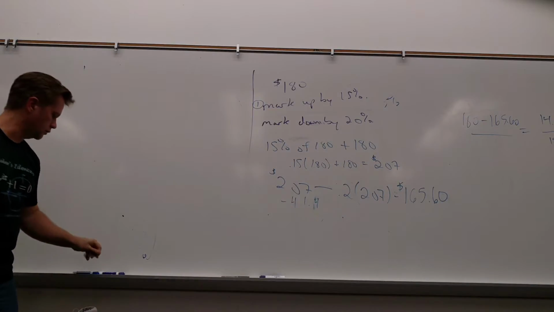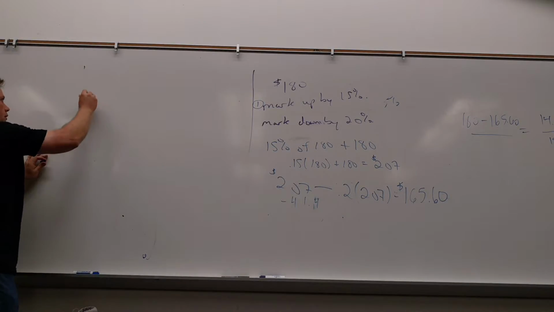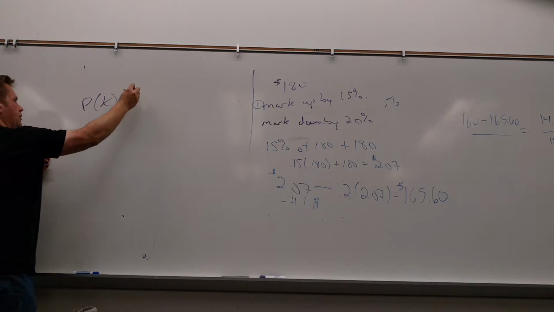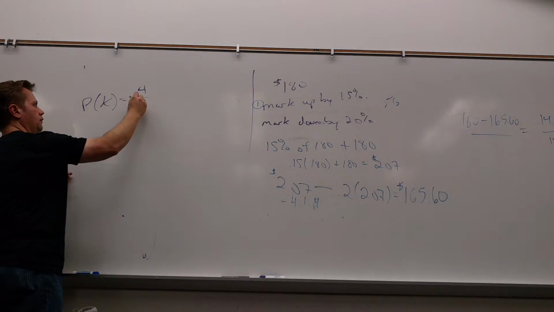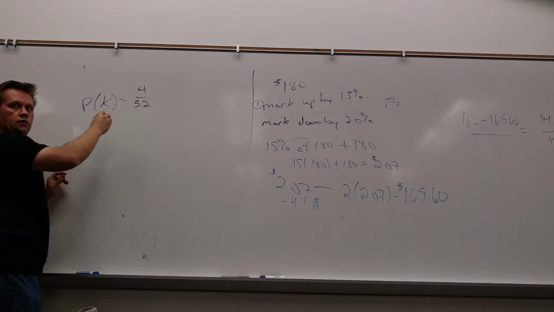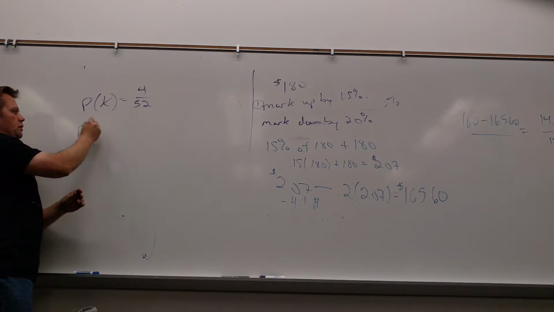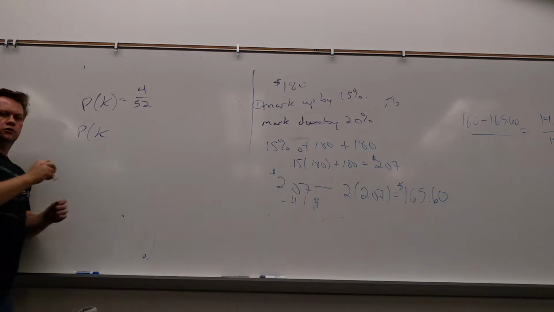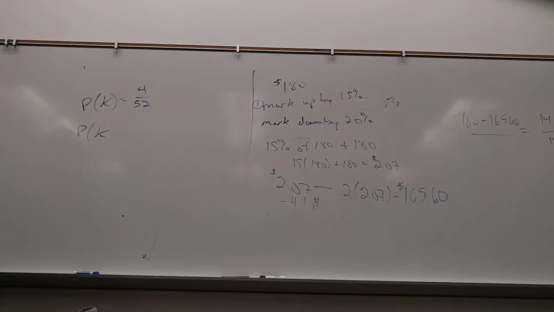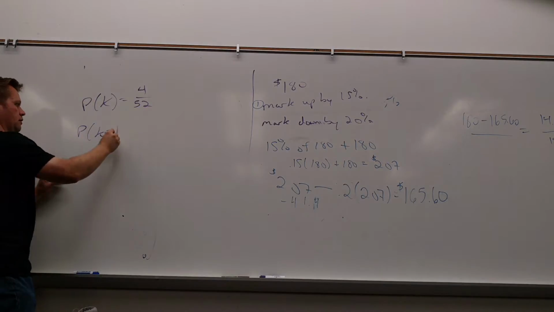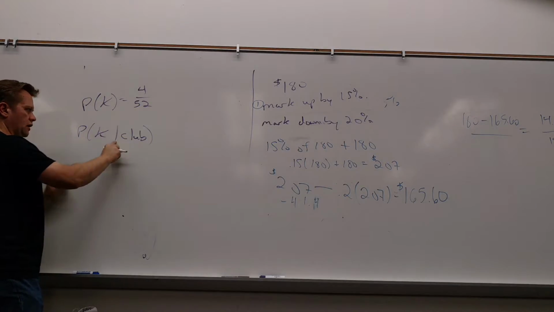So I'd probably pick a king out of a deck of cards. Then it would be 4 out of 52. Okay. What's the probability I pick a king? So I pick a card out and I say it's a club. I tell you it's a club. What's the probability it's a king now? Does the probability change? Well, let's figure it out. Given that it's a club.